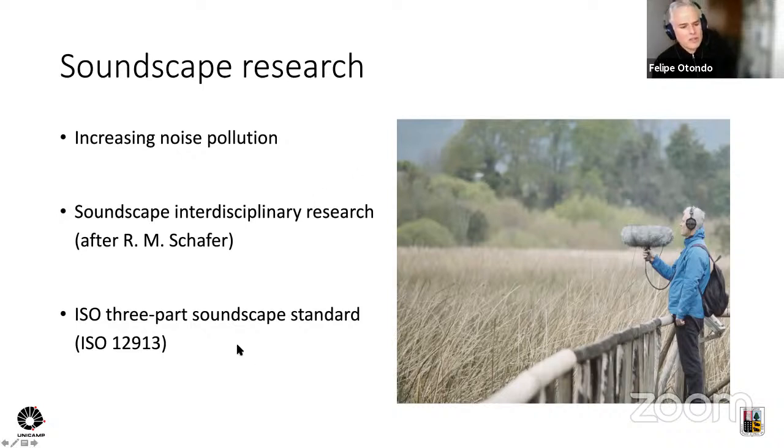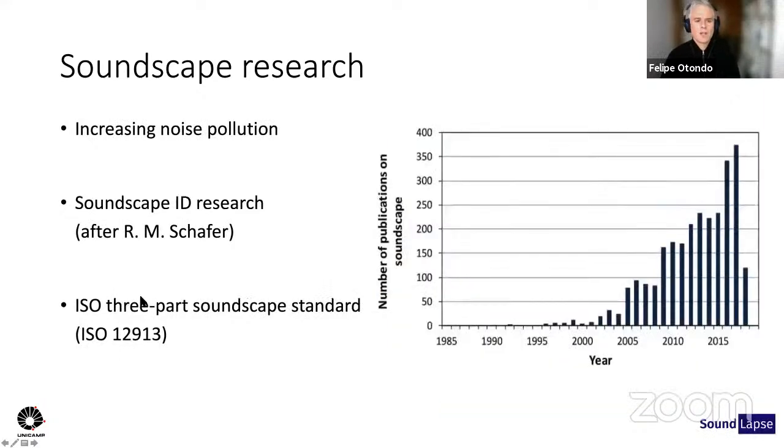One of the interesting things that came out of this recent research in soundscape is a new ISO, three-part, the ISO 12913. Probably the most interesting part is part two, where there are recommendations for the development of field recordings in various formats, binaural and ambisonics. And that's something I'm going to talk a little bit about now.